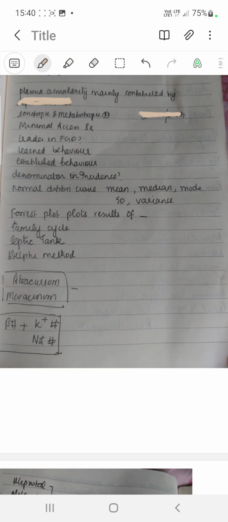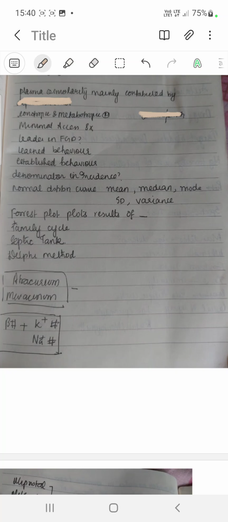For a forest plot, they are plotting meta-analysis. Family cycle is formation, extension, then you have complete extension, contraction, complete contraction, dissolution. It is like first marriage, then first child, then second child. Then first child will leave the home, then the second child leaves the home. First spouse dies, second spouse dies.